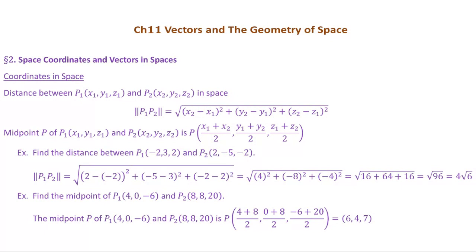Okay. So 4 plus 8 is 12, 12 over 2 is 6. 0 plus 8 is 8, 8 over 2 is 4. Negative 6 plus 20 is 14, 14 over 2 is 7. Okay. So this is the midpoint of those 2 points. So one thing, although these are pretty straight, there are simple formulas, don't mess up the distance formula and the midpoint formula.